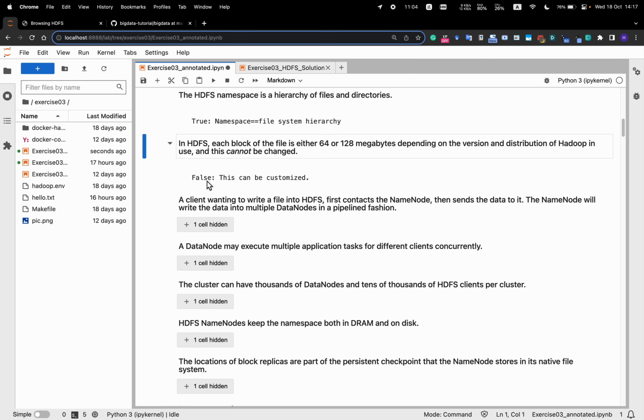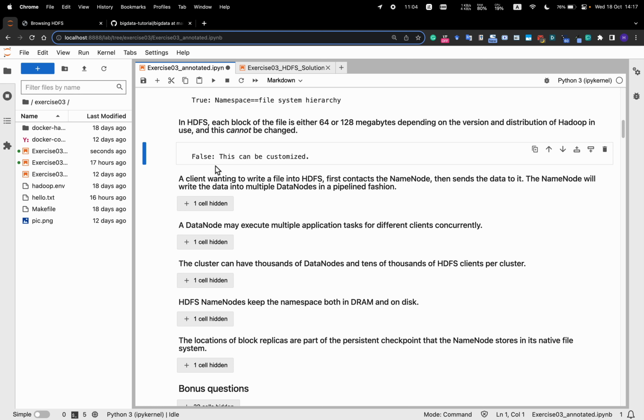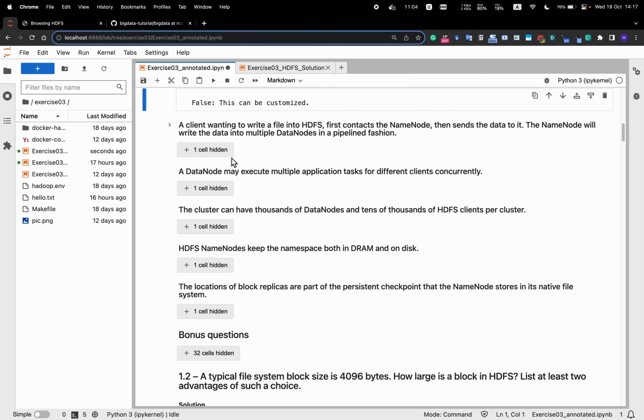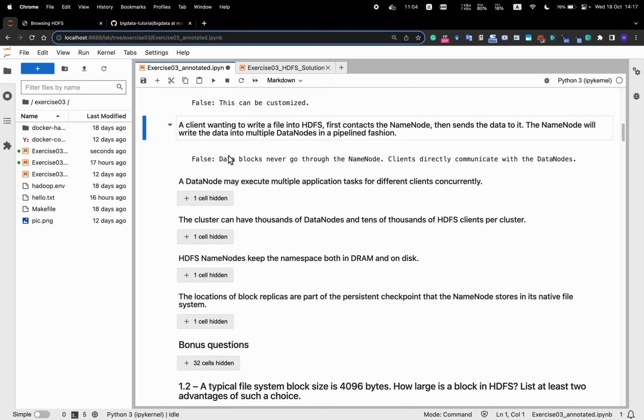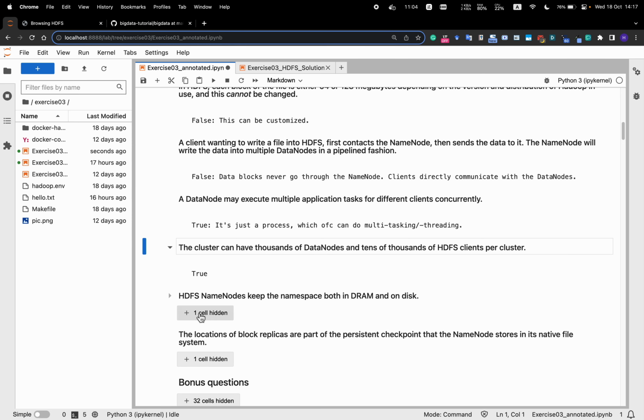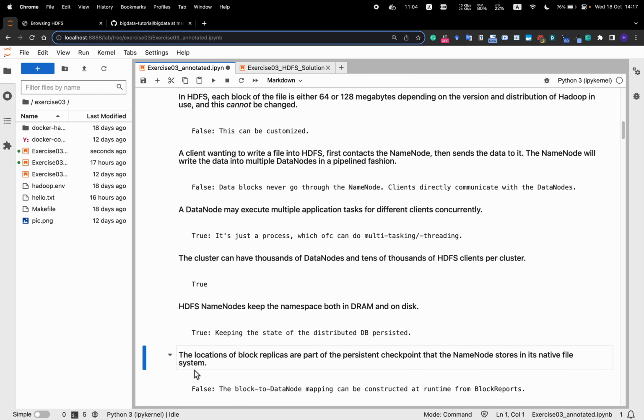For the second question regarding the blocks, remember that the size of the block can be customized. Let's see, clients want to send data to it. Do you have any questions for the first set of exercises? If not, we can just move on to the bonus ones. No specific questions?